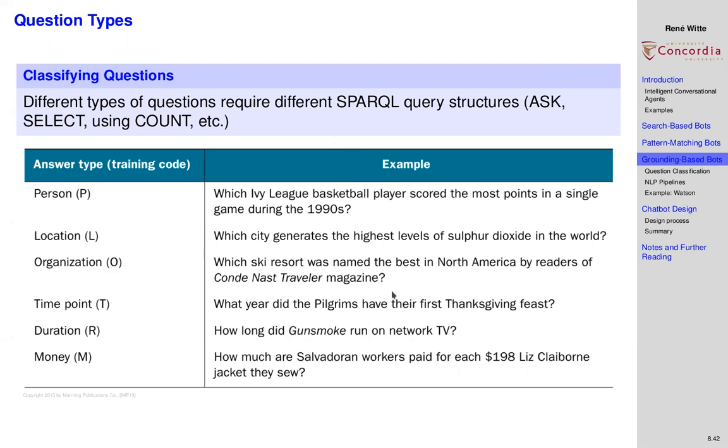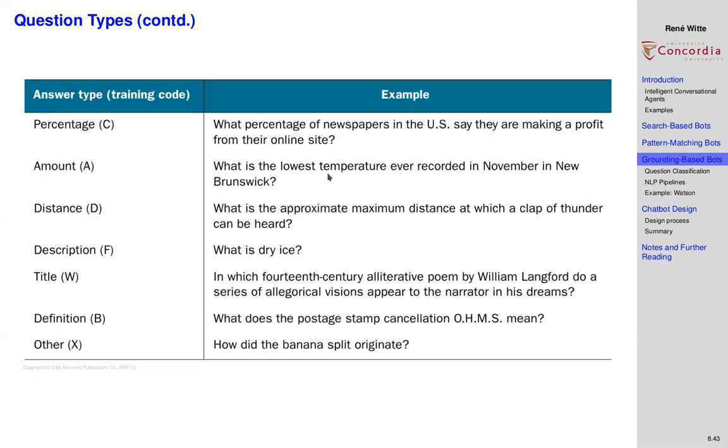So here are some example question types. For example, asking for a person, asking for a location, asking for an organization, for a point in time, for a duration of time, for an amount of money, and a few more, asking for a percentage, asking for an amount, asking for a distance, for a description, asking for a title, a definition, or basically anything else that doesn't fall into your other predefined categories.